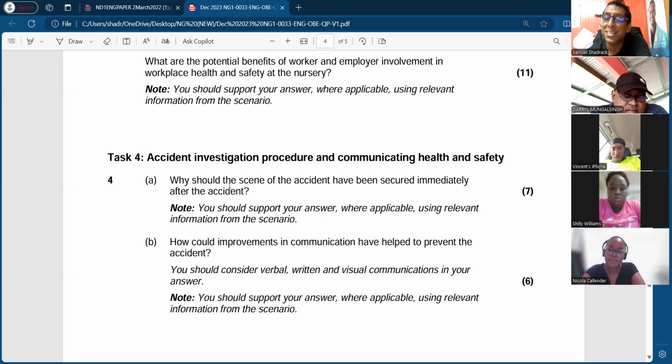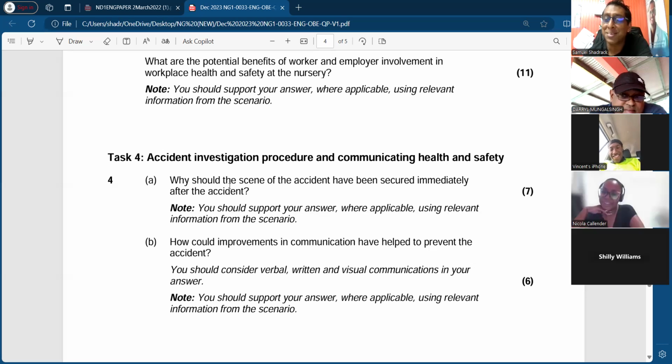Okay, let's hear from Shilly. Sorry, I'll go to Shilly first and then I'll come back to that one. Oh, I think Shilly has muted herself. I would have said, in my opinion, to avoid what they said earlier, anything from reoccurring, and to avoid people tampering with any evidence in terms of the investigation.